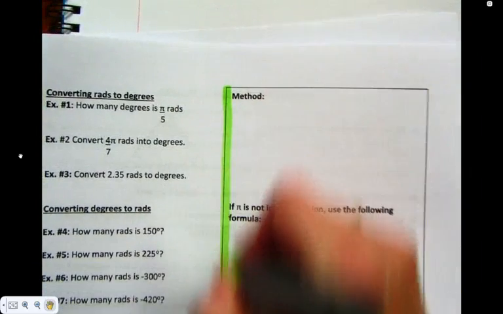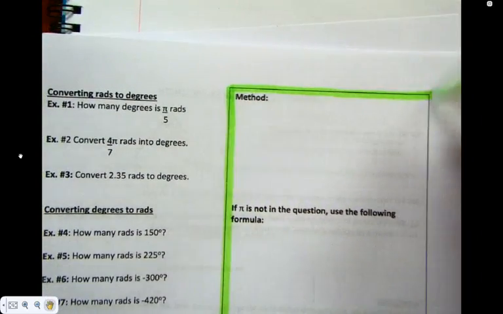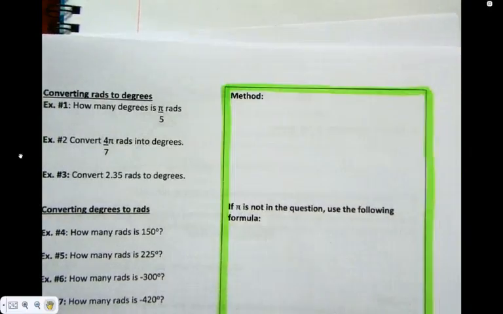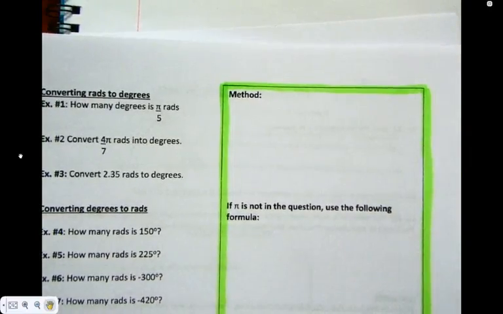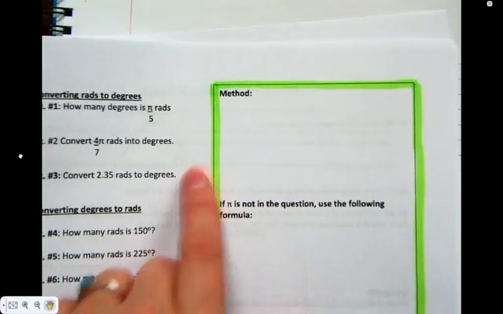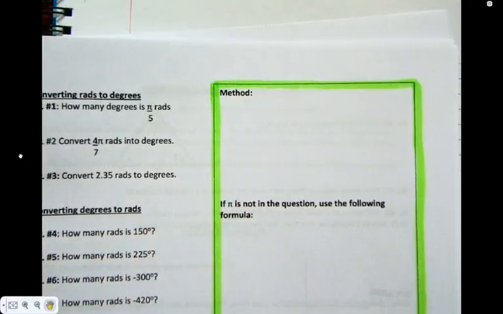Again, I'm a highlighter. Visual people, we need stuff to stand out. The method is you're going to use the following formula, and I'm putting formula in air quotes because it's not really a formula, it's really just two ratios, so you won't see it on your formula sheet. So you may want to put a little note, not on formula sheet or memorize or need to know.